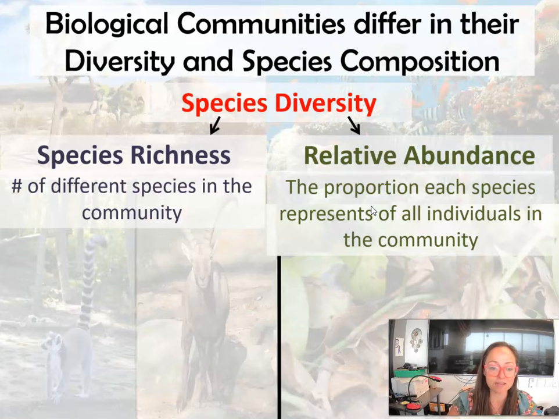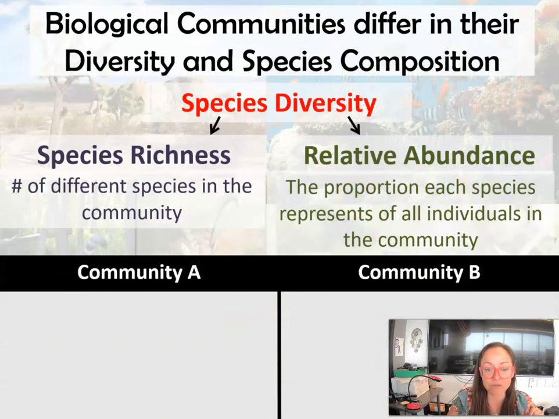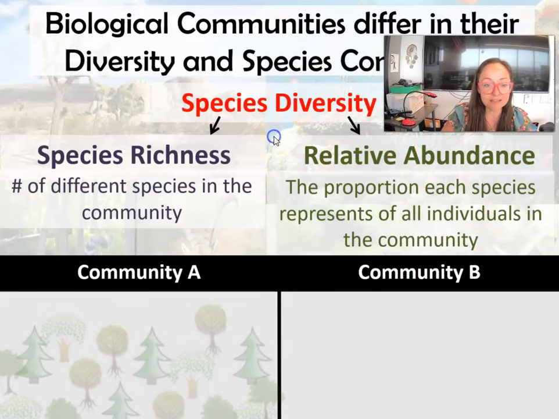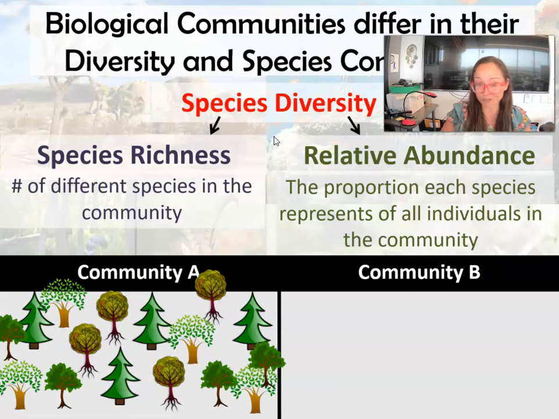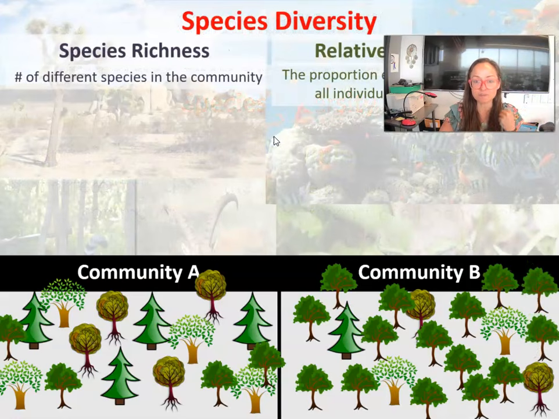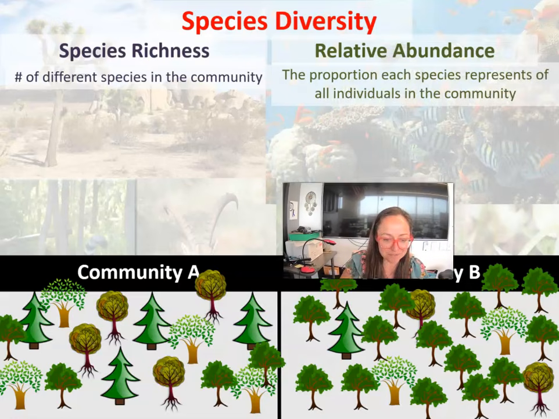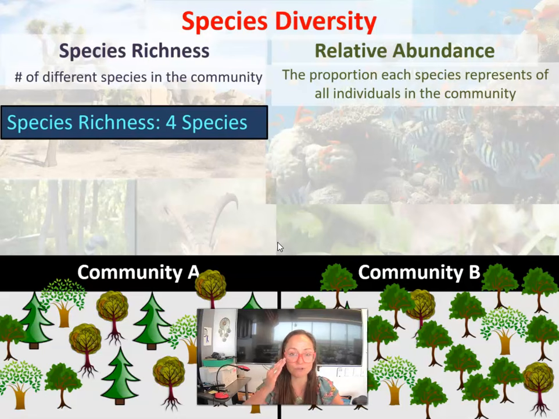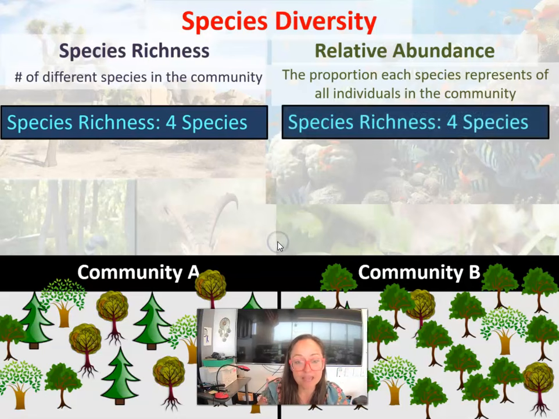So let's talk about two different communities here. We have community A and community B. Here I have trees in both of these communities. We're going to break it down into species richness as well as relative abundance. If I look at the two communities, they both have 4 different species of tree, and so their species richness is 4.